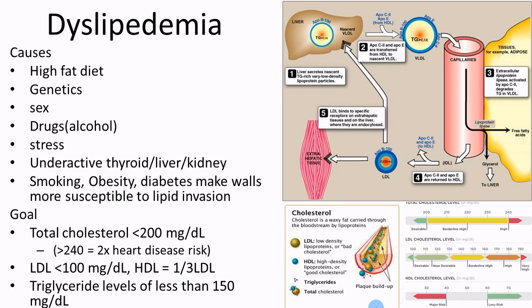Stress can do it too. Stress affects hormones that affect your ability to process LDLs and HDLs. And then things like thyroid, liver, or kidney problems. I'll try and come back and talk about these a little bit later. But all of these factors affect your LDLs.